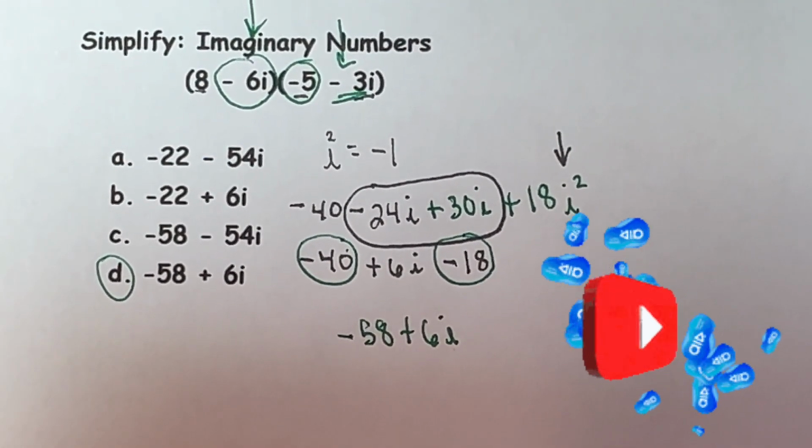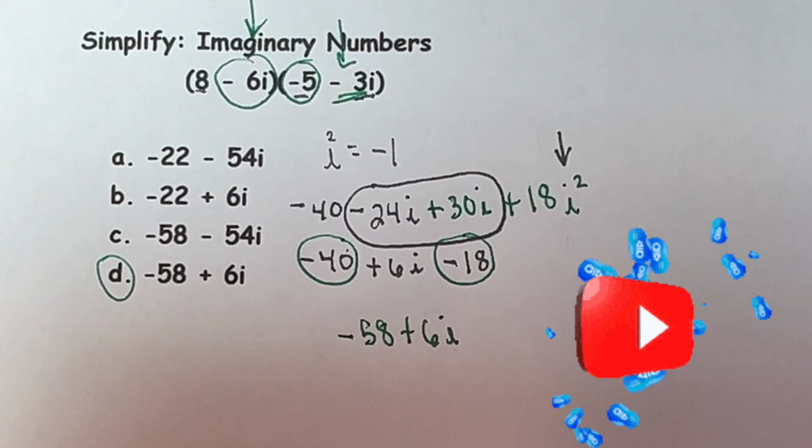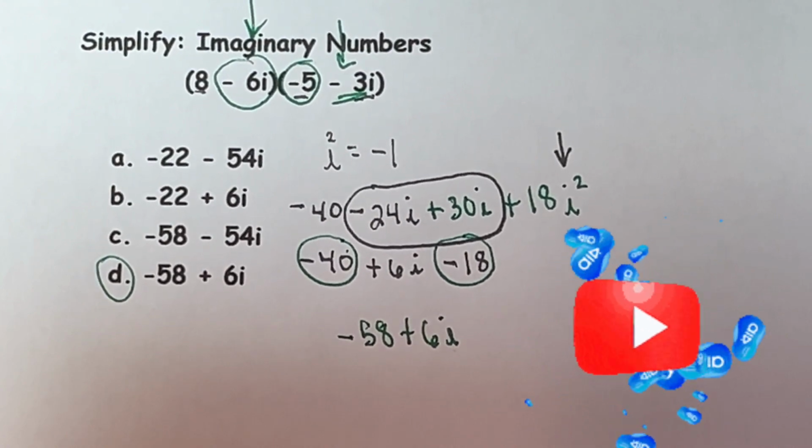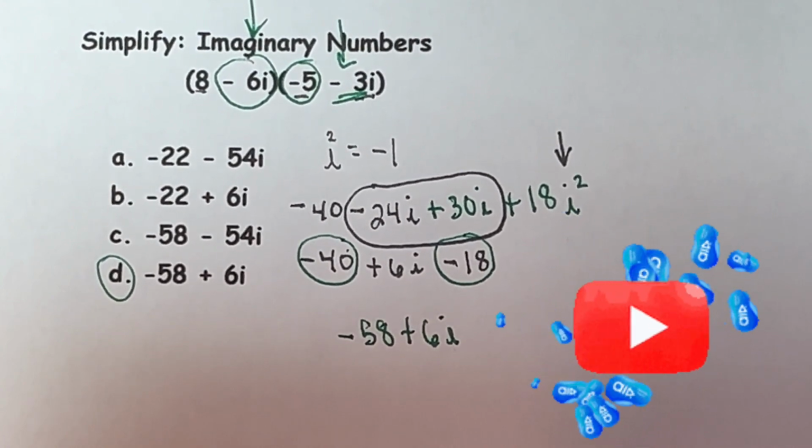All right, I'm going to be doing some more work with imaginary numbers. But just try to, for now, remember that i squared equals -1.